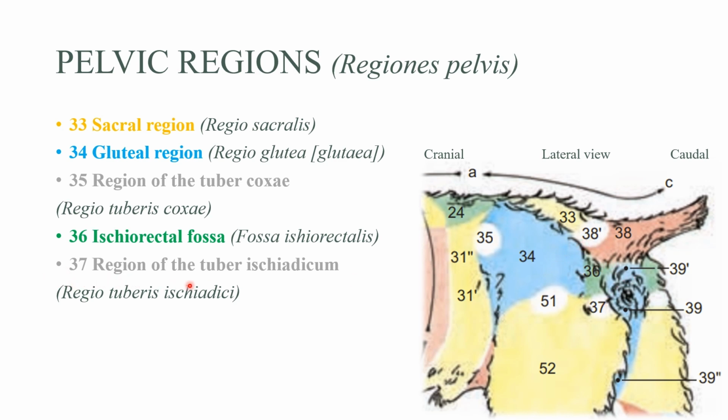And the region of the tuber ischiadicum, again, we have this like a tuber or a mound of the ischiadicum bone, which is right here in white.